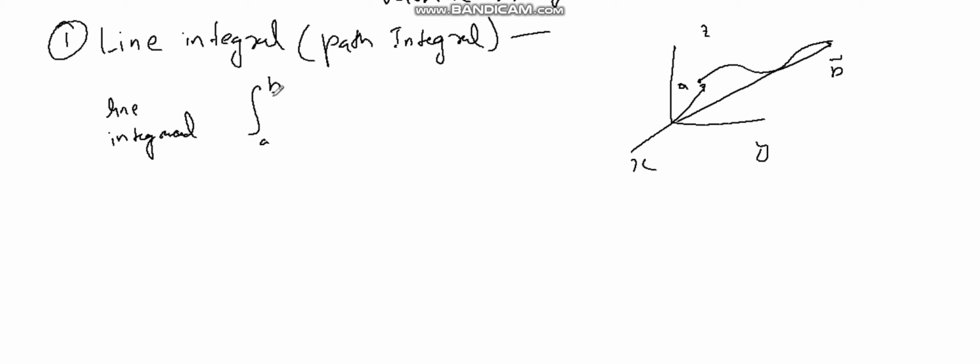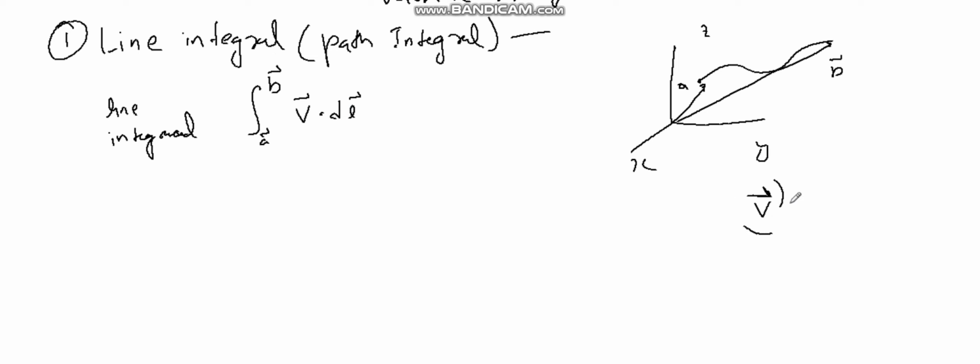The line integral is actually taken of a particular vector function. In general it is a field, a vector field. So let's say we have a vector field v. The line integral is the integral of the dot product of that field with the infinitesimal displacement vector from a to b.